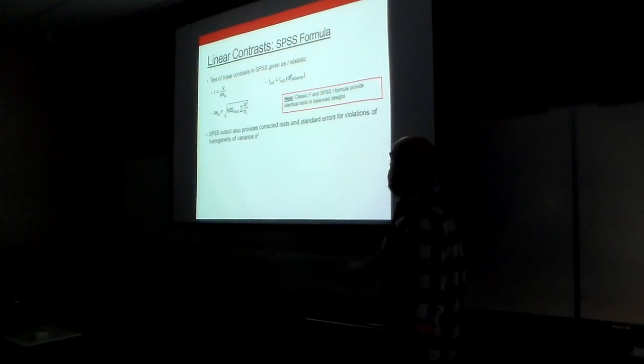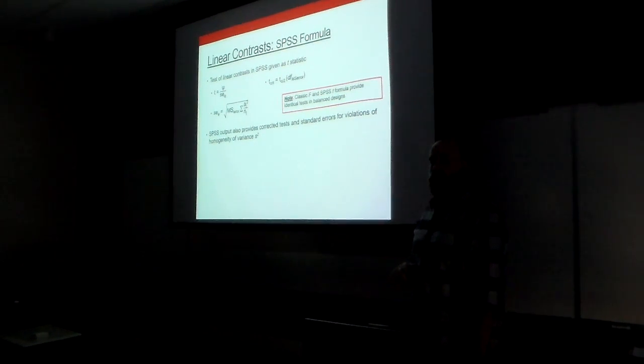Okay. Now, SPSS is also going to provide a corrected test and standard errors if we violated homogeneity of variance. This is one of the nice things about SPSS. I'd have to do some digging and figure out how it's doing it. I'm not 100% confident that how they're doing this and presenting this is something that people agree on is a good correction, but they report it, and so I don't know.